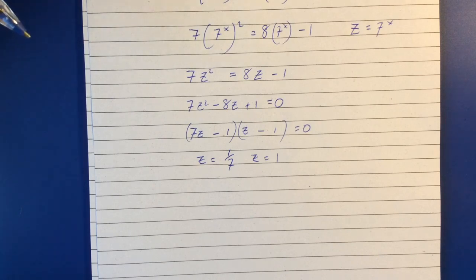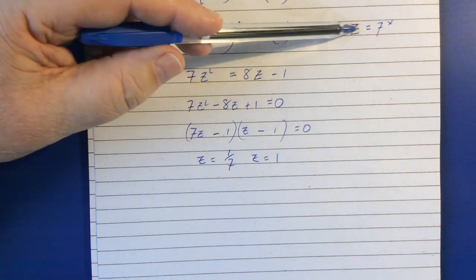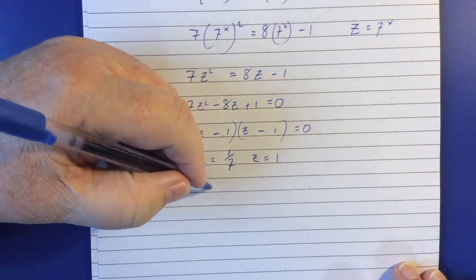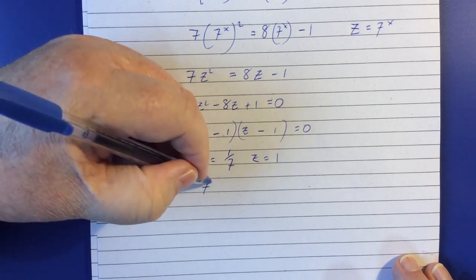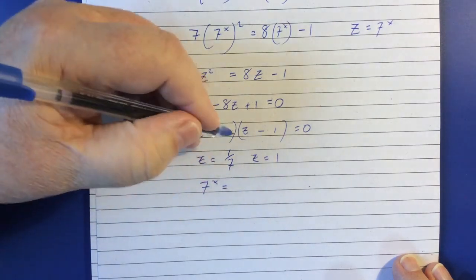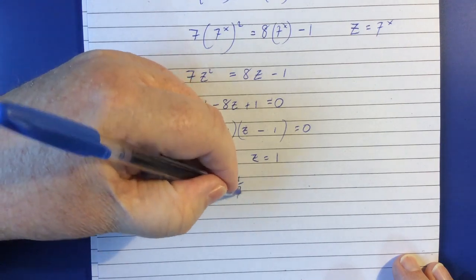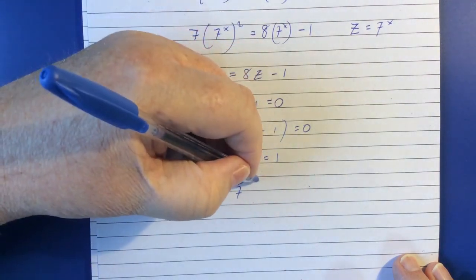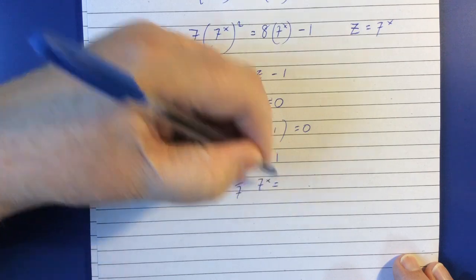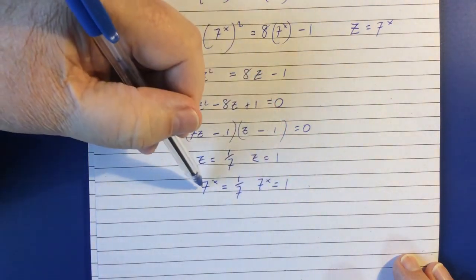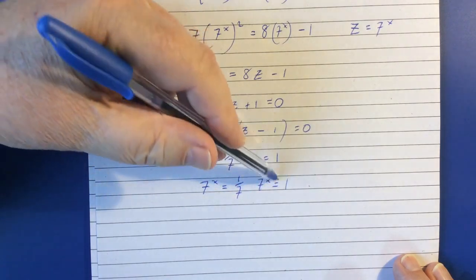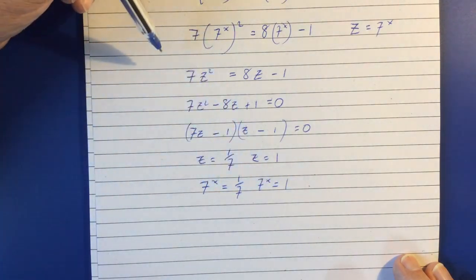So what we have to do is remember that we replaced 7 to the x with z. So what we have here, if we bring back our 7 to the x, is that 7 to the x is equal to 1 over 7, and 7 to the x is equal to 1. We have simple exponential problems to solve here.